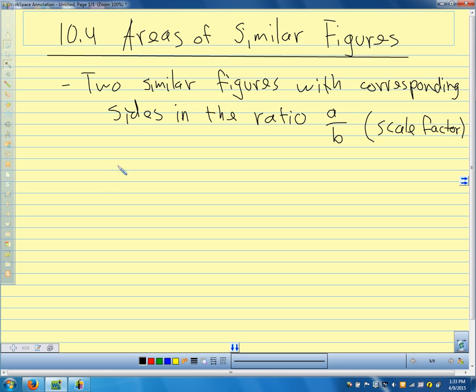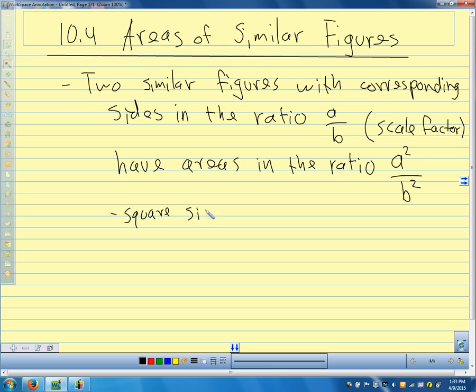Have areas in the ratio A squared over B squared. So what we're saying here is you square the side ratio to get the area ratio. We make a ratio of the sides of these two similar figures. We square that ratio. That tells us the ratio between the areas.